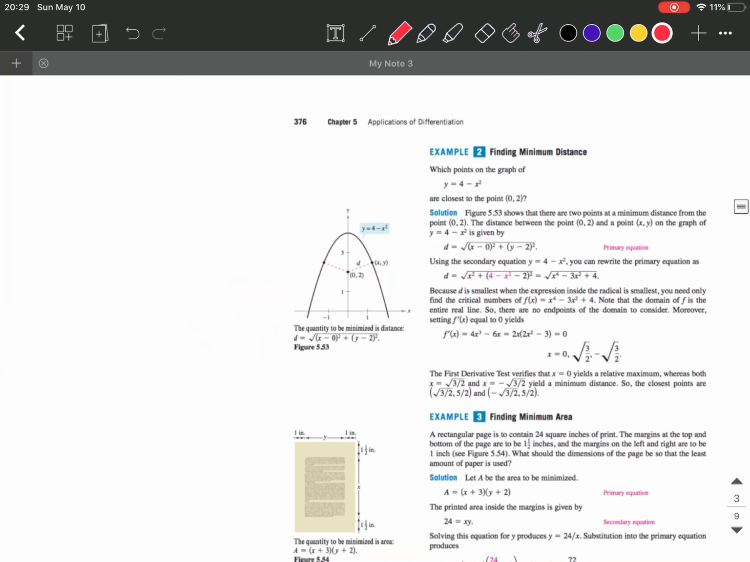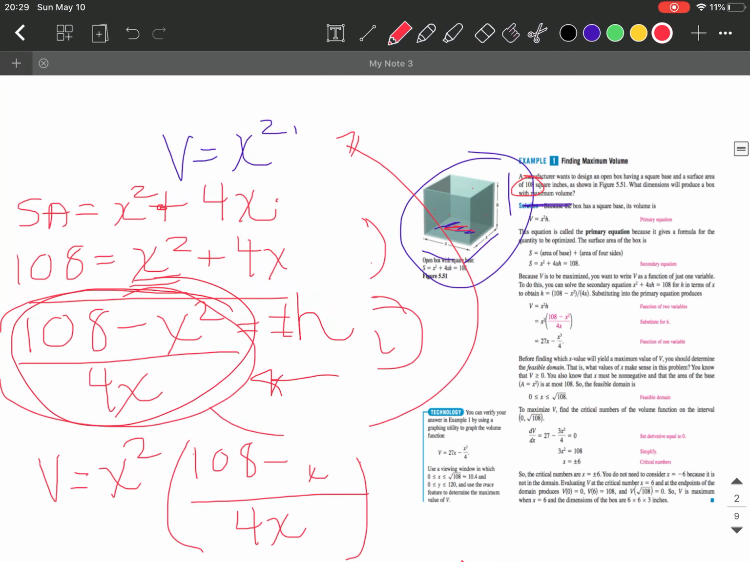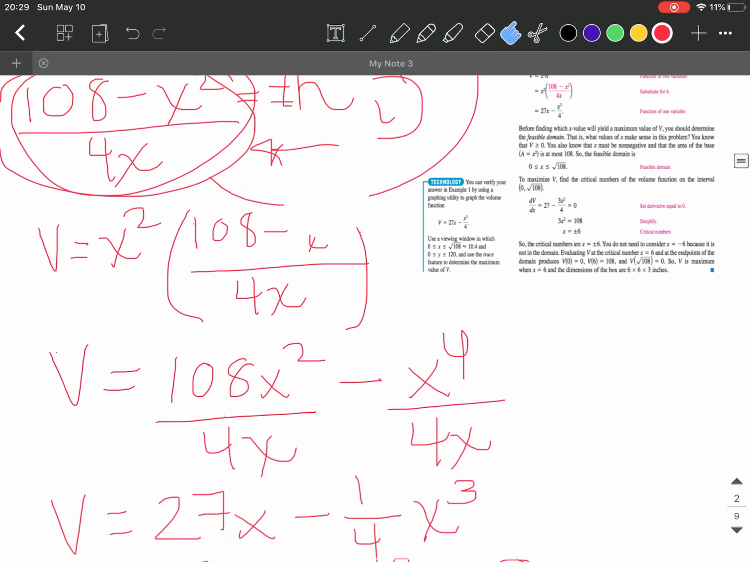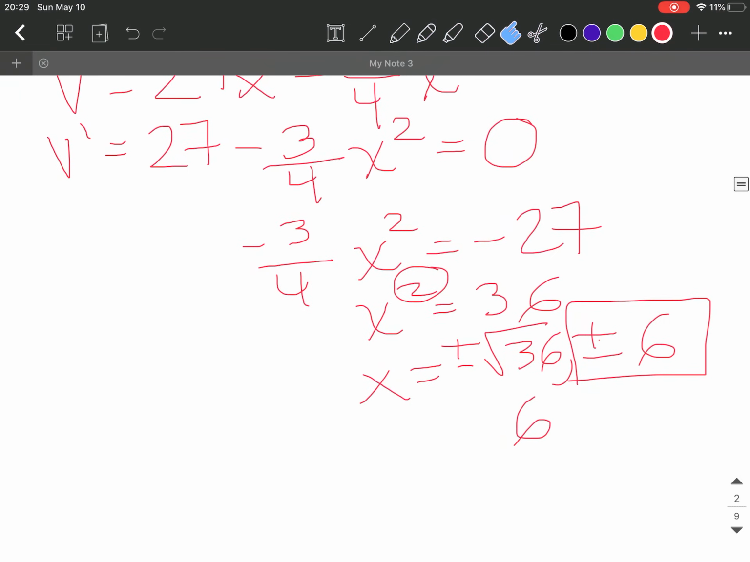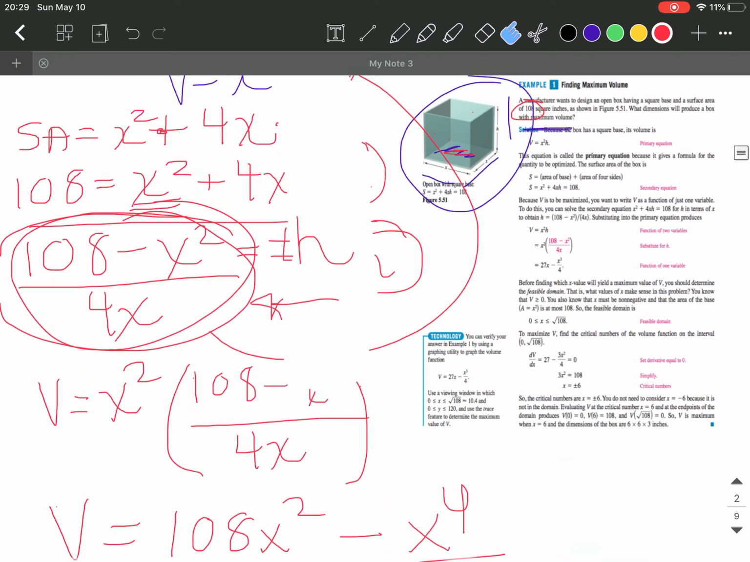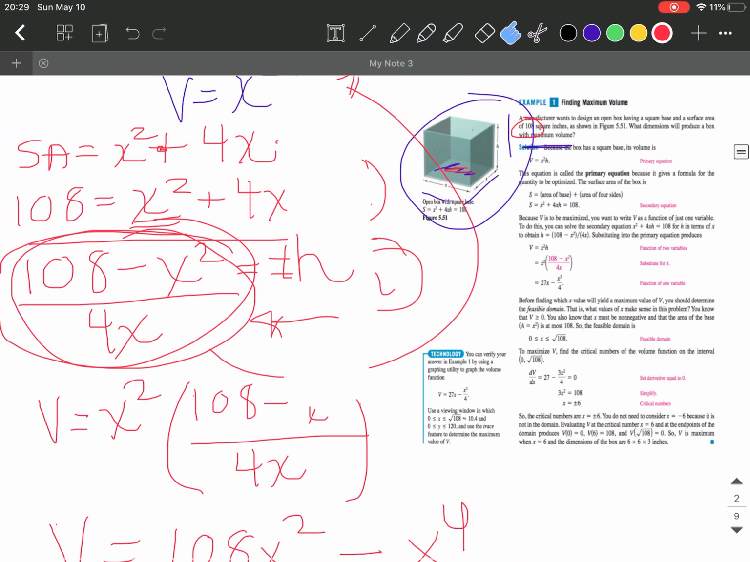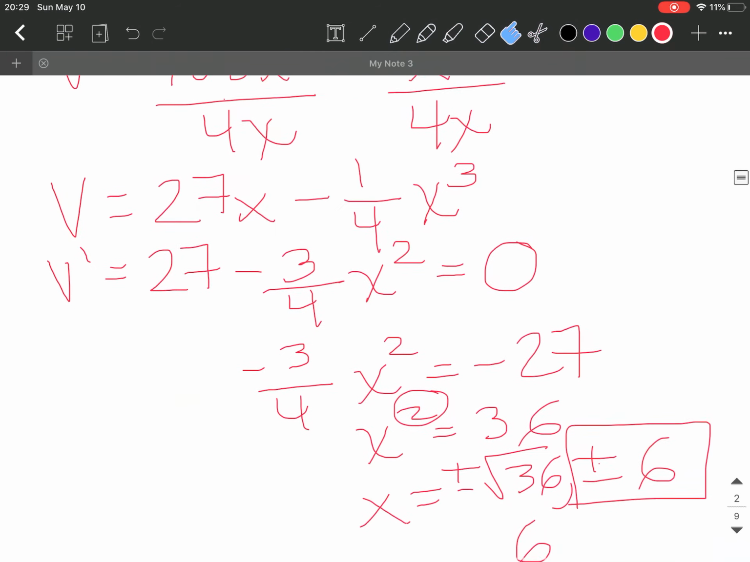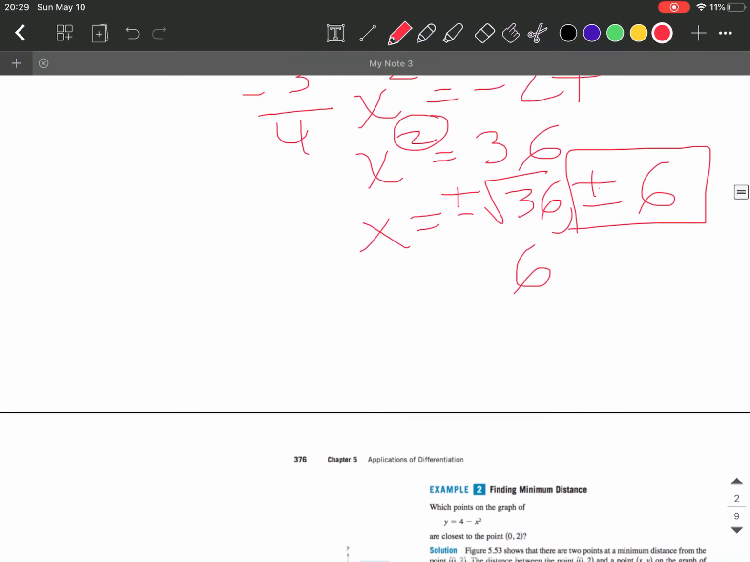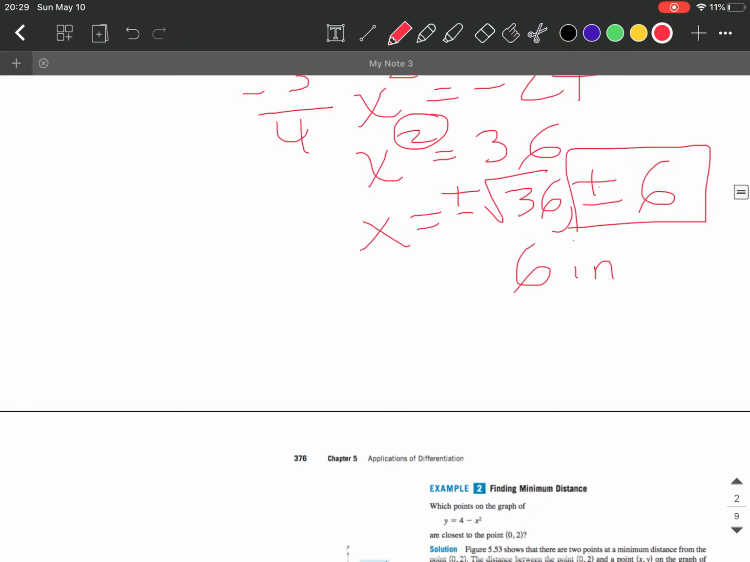That's 3. So the dimensions that would produce the largest box in this specific example are 6, I believe it was inches. Yes, 6 inches times 6 inches times 3 inches. Right there. Okay, let me look at the next example.